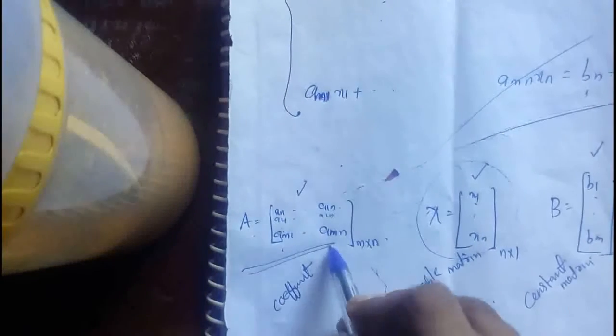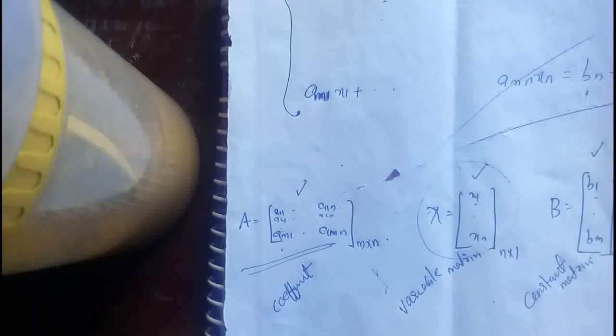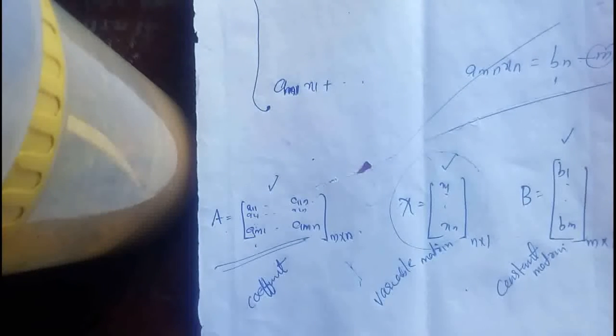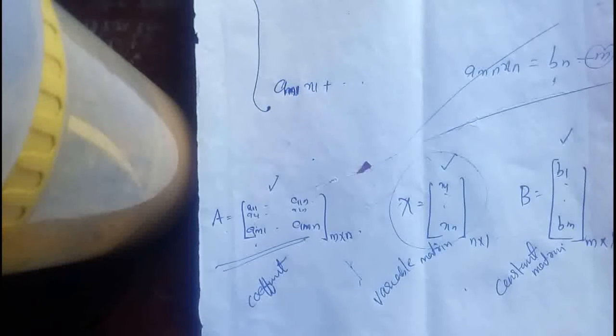So we have m equations and n unknowns. We write down these equations in matrix form. Take out the coefficients and write down the matrix form, that is the coefficient matrix. Take out the variables and write down the matrix form, that is the variable matrix. And we take the constants and write down the matrix form, that is called the constant matrix.